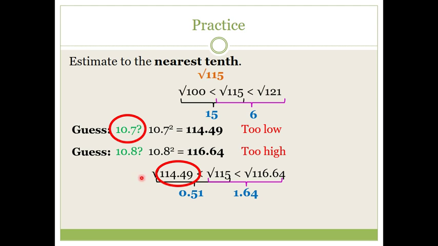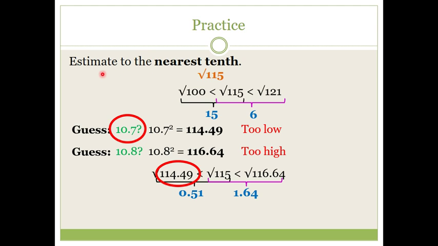Somebody might be asking, after I guessed 10.7, why not guess 10.6? Well, the answer is, if we know that 10.7 squared is 114.49 and that's already too low, why would I guess a number that's lower than that? I have to guess a number that's higher than that until you zero in on it.